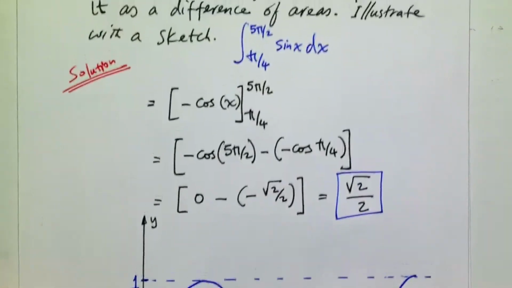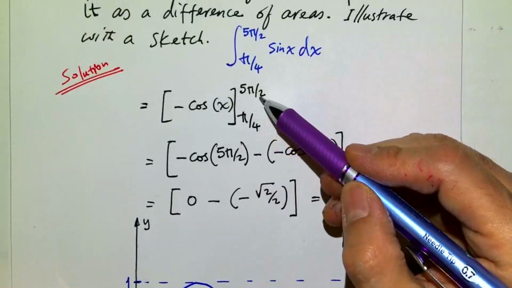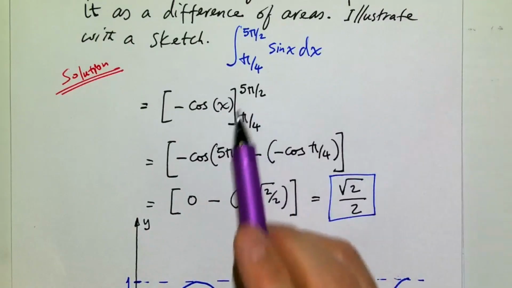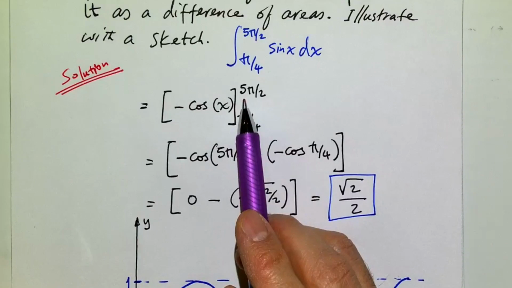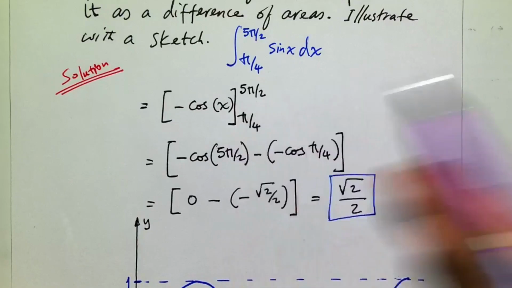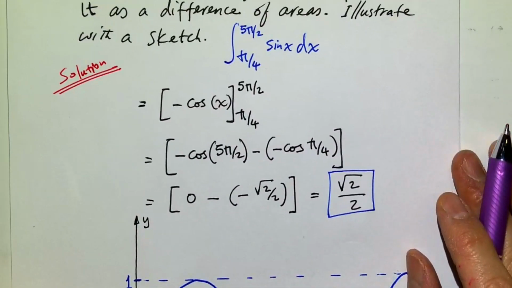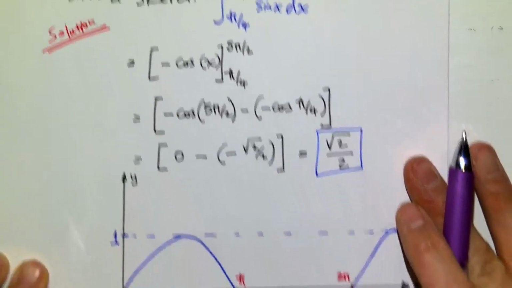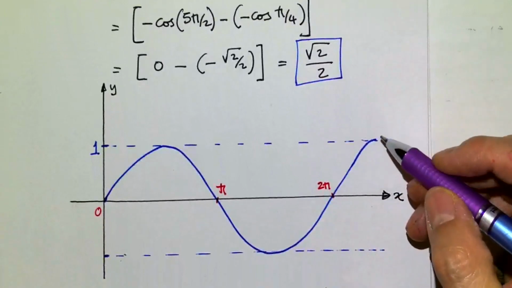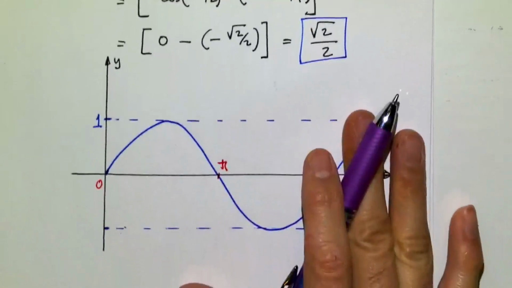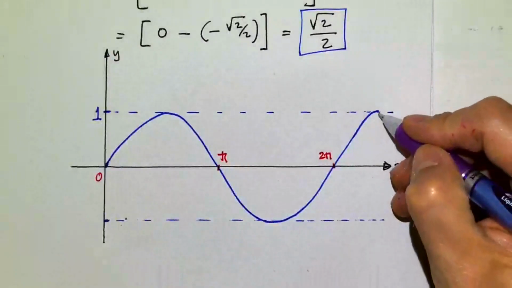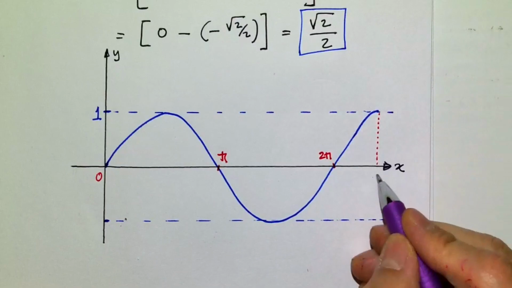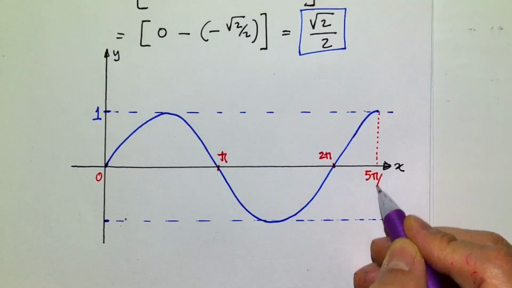But that 5 pi over 2 is beyond 2 pi, right? Because if we had 4 pi over 2, we'd have 2 pi. But this is 5 pi over 2. So it goes another pi over 2 beyond that, at which point the sine function is 1. So right there is where it would stop. That's the upper limit of the integration. This is where we have 5 pi over 2.